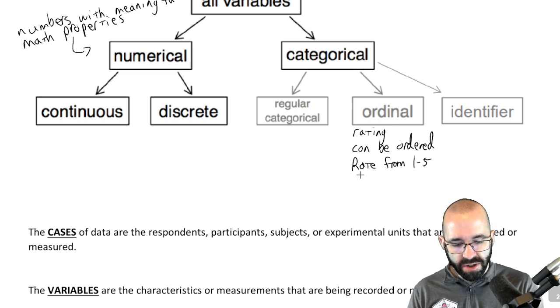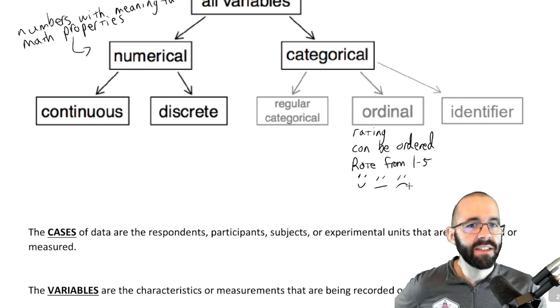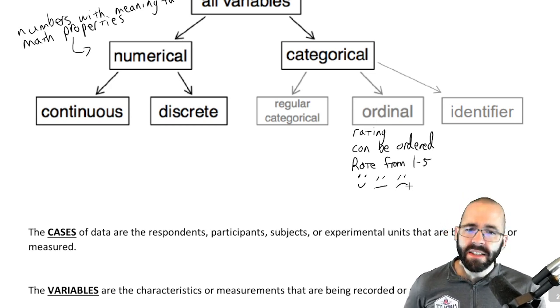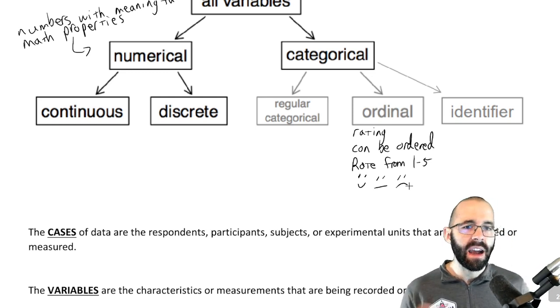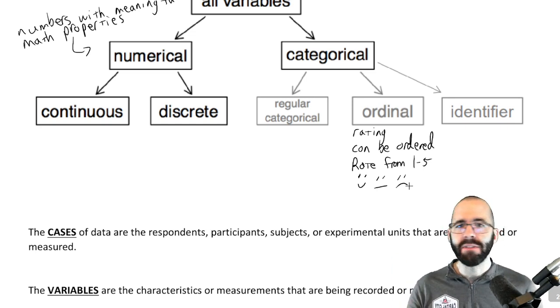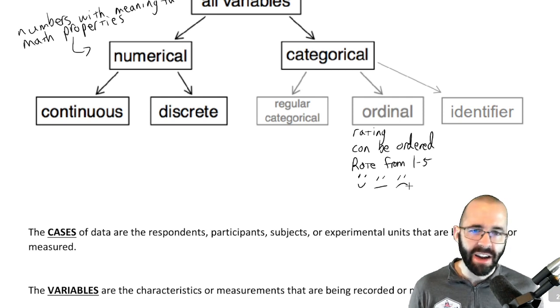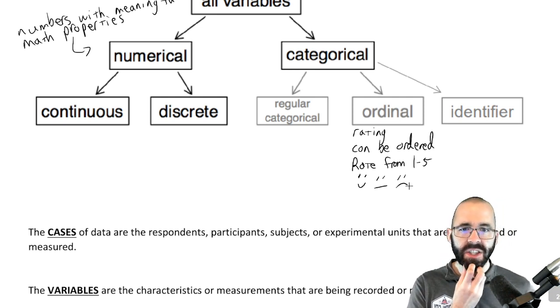It could even be pictures. It could be rating: are you a happy face, a medium face, or a frowny face? These are all examples of ordinals. Sometimes these are numbers, but the numbers don't really have a meaningful mathematical property. You can't add a rating of 5 out of 5 with a rating of 4 out of 5 and get a rating of 9 out of 5 or something. So watch out for that.